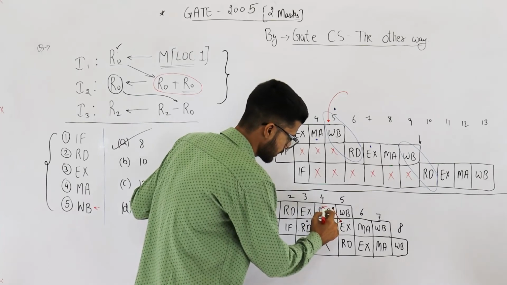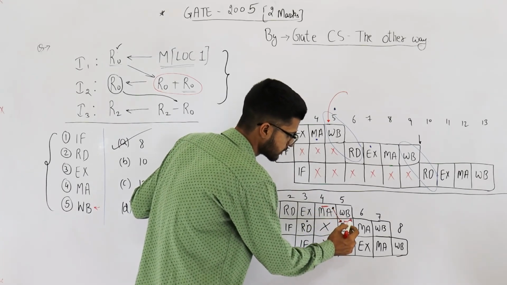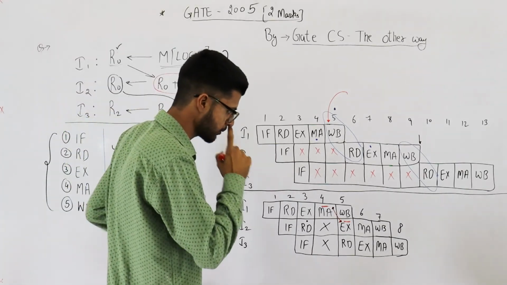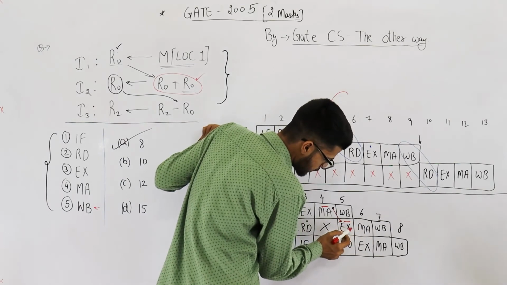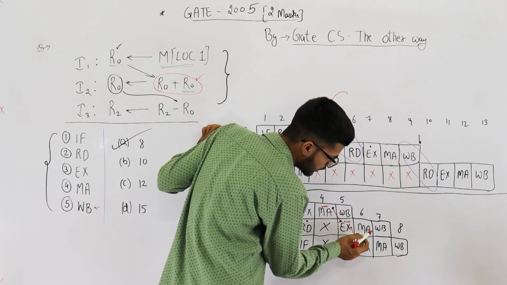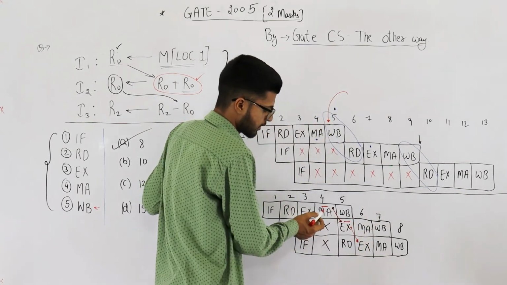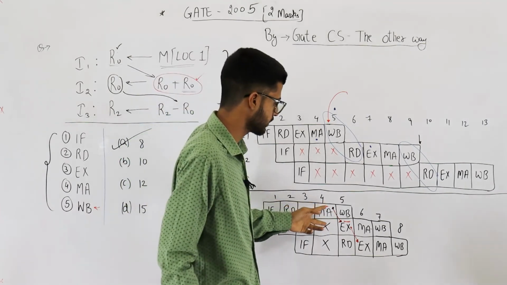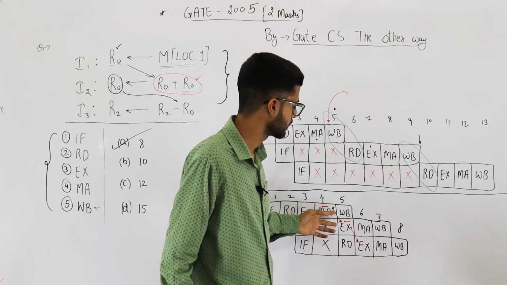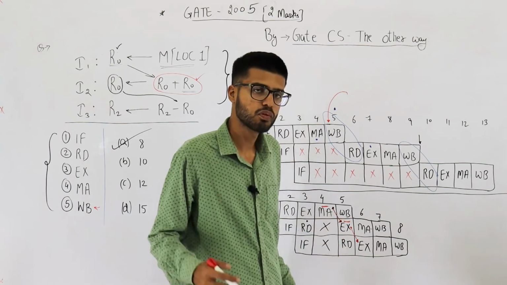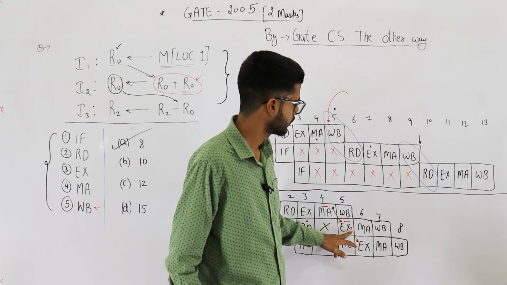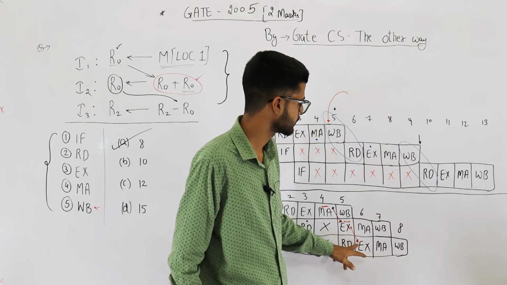Here value was available in MA, here value is available in EX, because after execution only we'll perform this ALU operation. That means we can forward the value from this phase directly to this phase. Okay, you need not wait till MA like we did in I1. In I1, the value was forwarded after completion of MA, because that's the point where the value was available. But here in I2, the value will be forwarded after the completion of execute only. So this execute will forward the value to this execute.